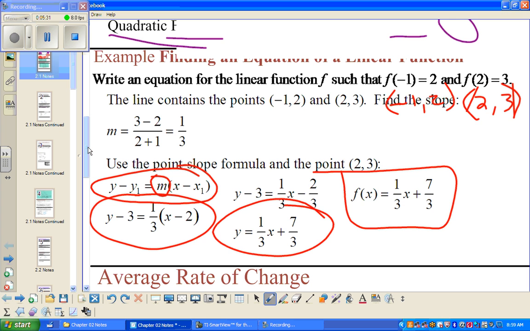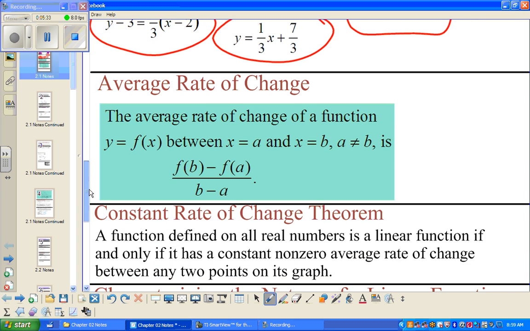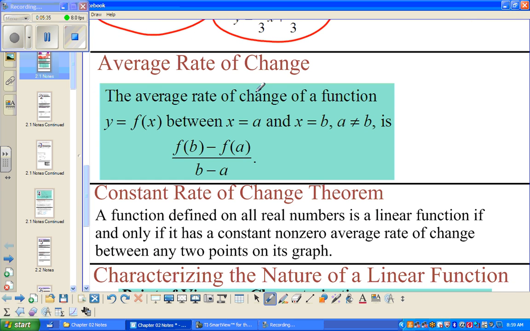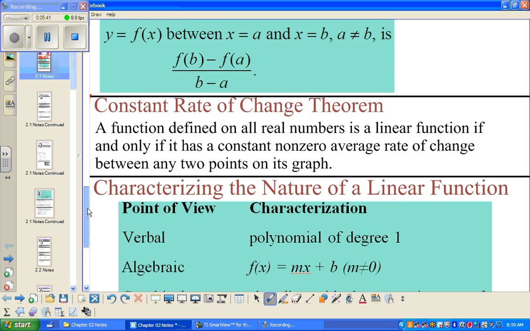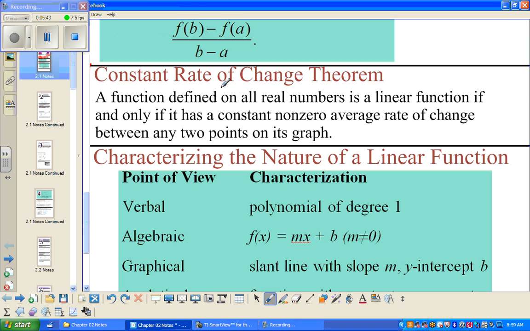All right, moving on. Average rate of change. That's just a fancy way of saying slope. So you can pause that and take a look. Constant rate of change theorem. Again, this should seem like obvious information to you after you read through it and understand what it's saying, but I'll read it for you.